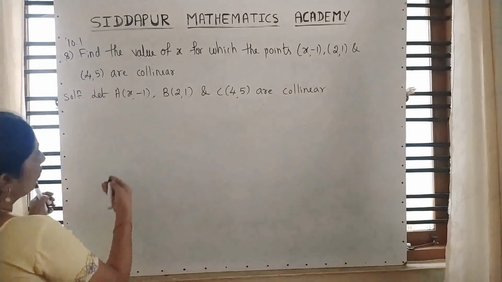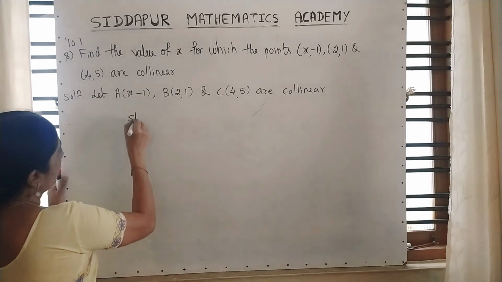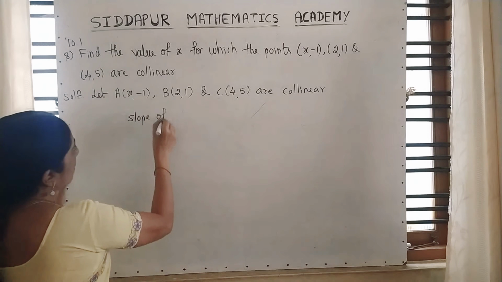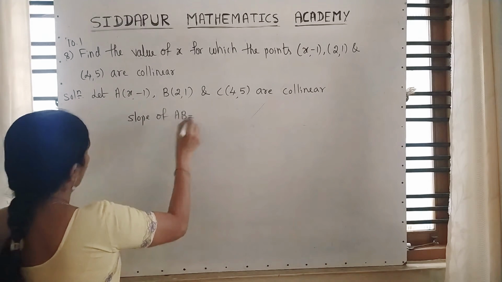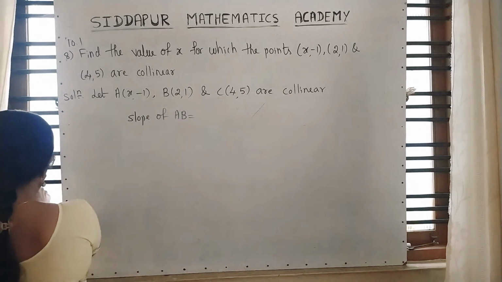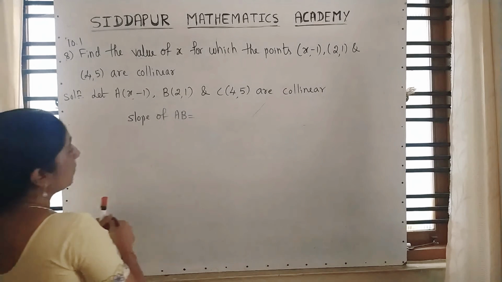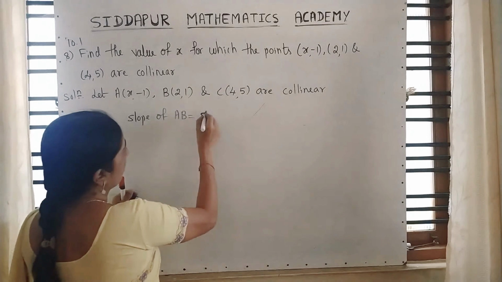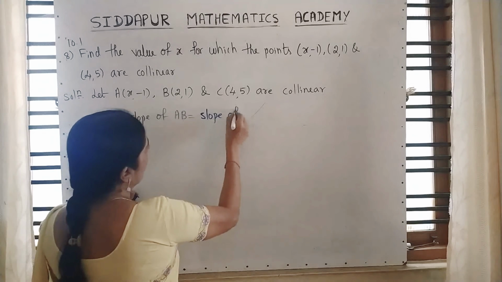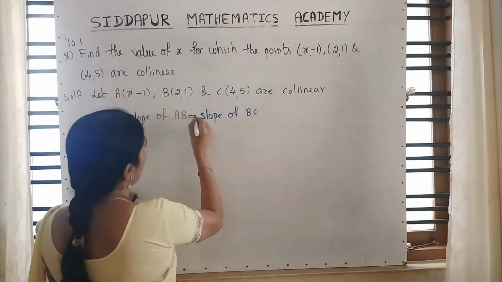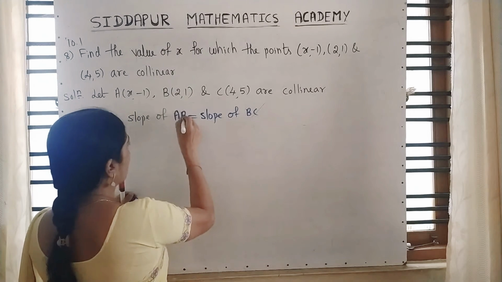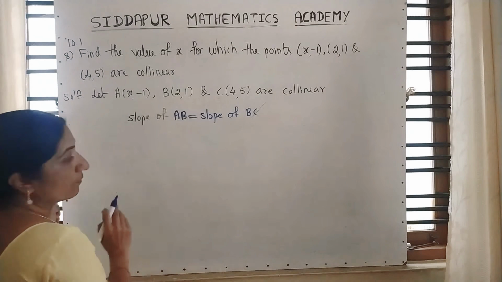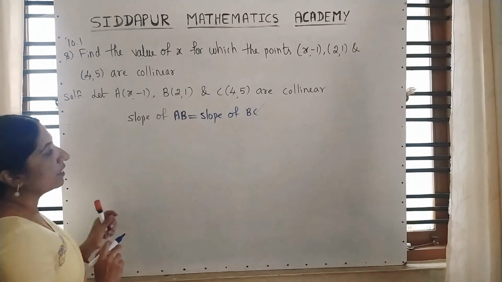Now I am writing the slope of AB. Any one point is repeated. Slope of AB is equal to slope of BC. You repeat any one. Slope of AB is equal to slope of BC. If a point is repeated, they are collinear. If a point is not repeated, they are parallel.